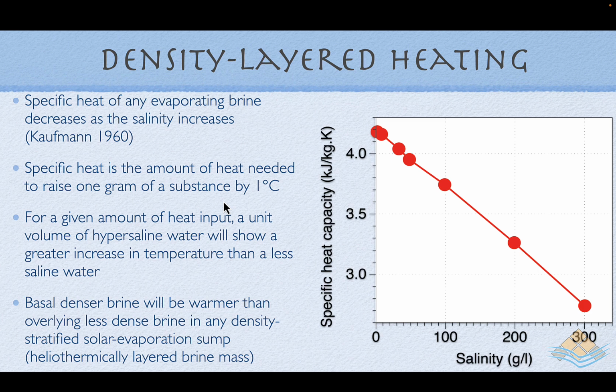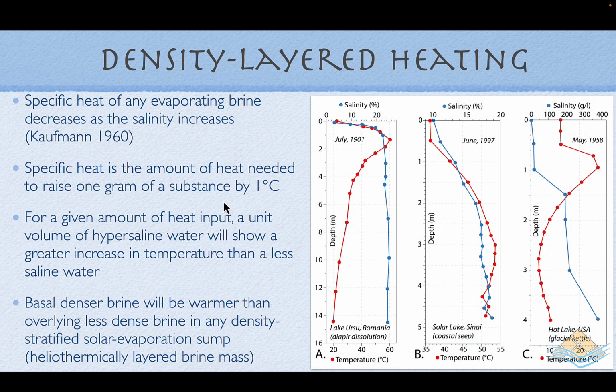If we layer up our brine, if we have a more saline, denser brine below, and a less saline, somewhat fresher brine or water above, we will see a contrast in temperature. For the same amount of solar heat input, we will heat that lower water mass with its lower specific heat much more than we will heat the upper water mass. So we set up this thermal stratification. This is sometimes known as heliothermy or heliothermically layered brine masses. And there are many examples of this around the world.